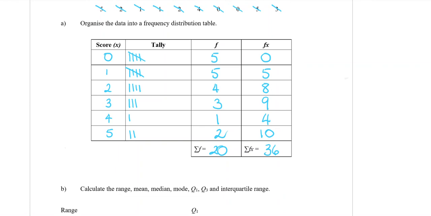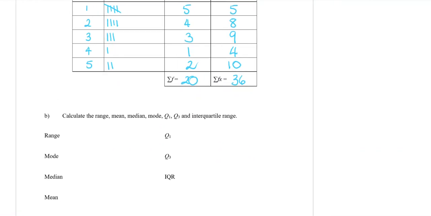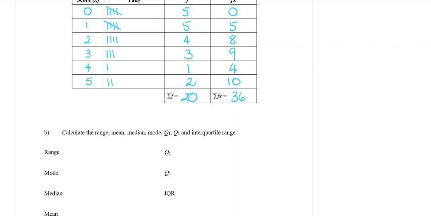Now that we have a nice complete table, here comes all of this stuff again: range, mode, median, mean, all those lovely things. So let's go through it. Range is the highest score minus the lowest score. In my table you can see all the scores are here. The highest score is 5. The lowest score was 0. 5 minus 0 is equal to 5.